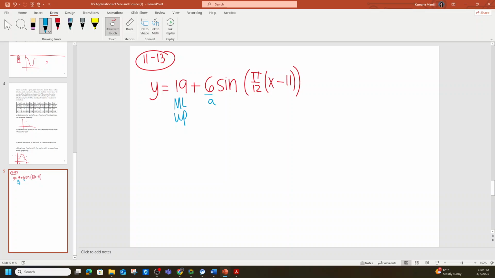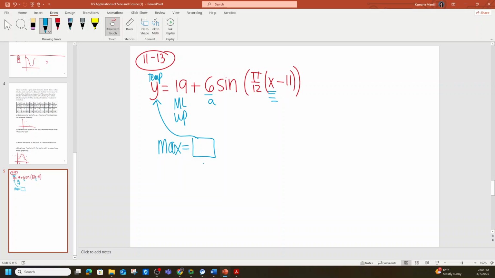The last one that requires work says, at what time x does the office reach its max? Once you know your max, it asks for what time. So they want you to solve for x for when the temp is at its max. For instance, what's the max temp in this room, in Celsius? My midline was at 19, so I'm going to reach 25 at some point.